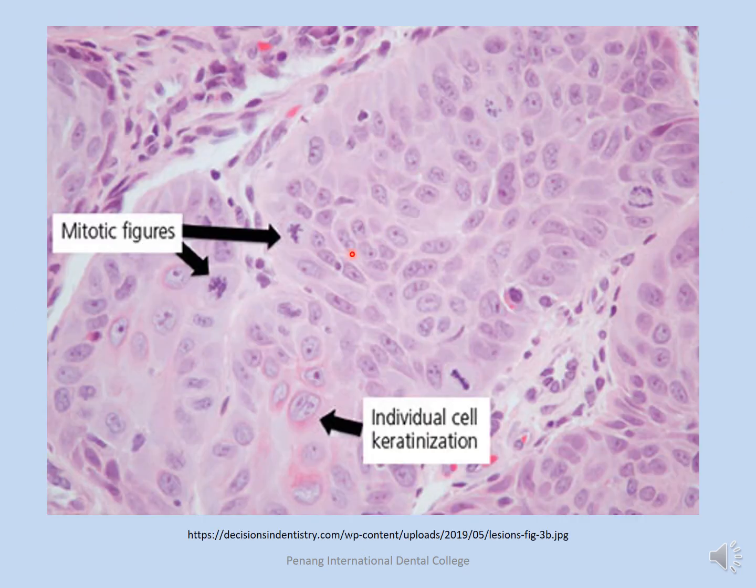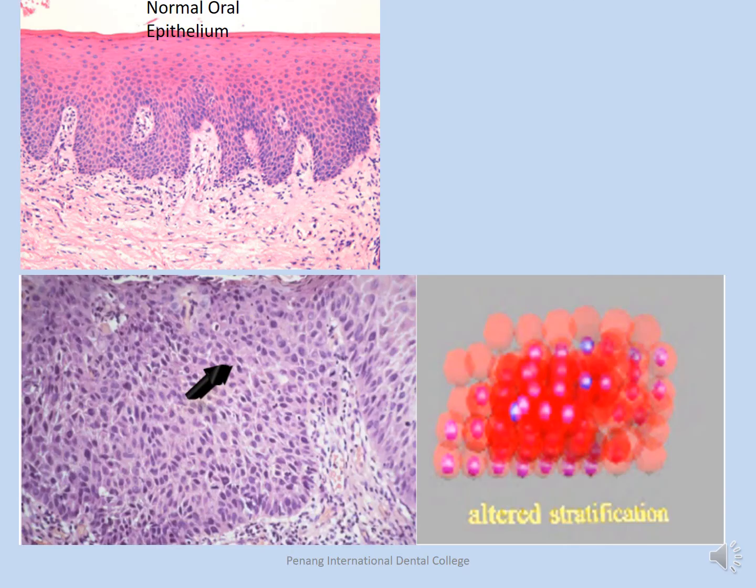So again, mitotic figures, you're seeing the chromatin material that's arranged over there, and this is a feature called individual cell keratinization. If you look at this, when this epithelial cell is showing increased pink color material being deposited, then that is indicative of keratinization that is taking place.